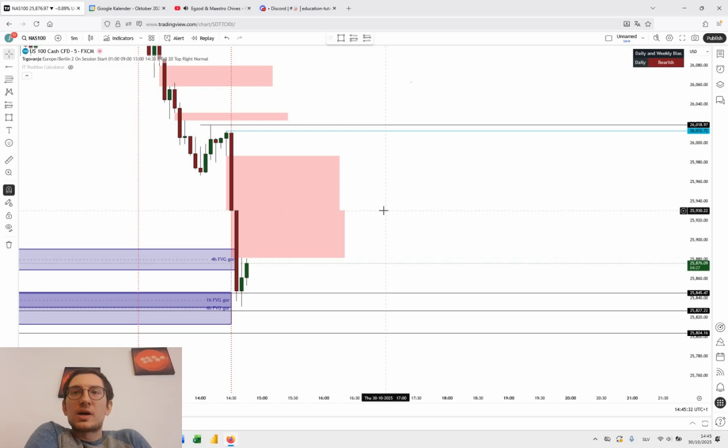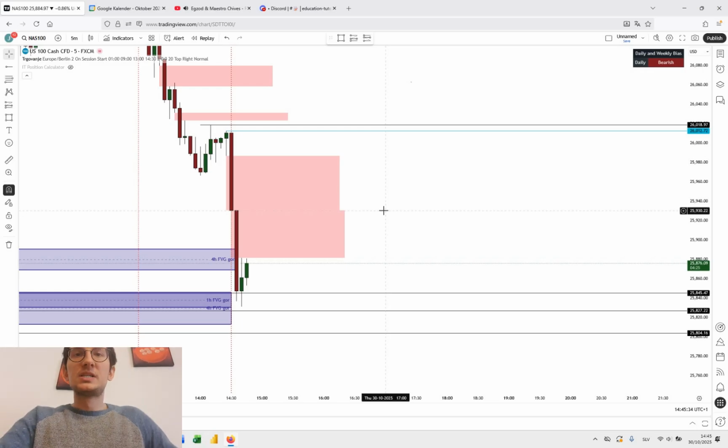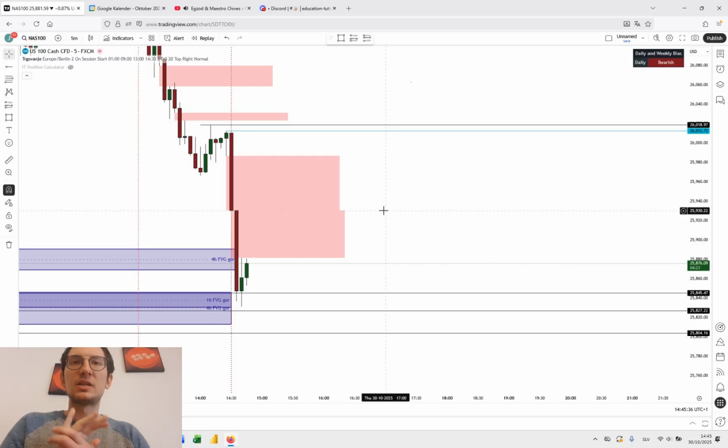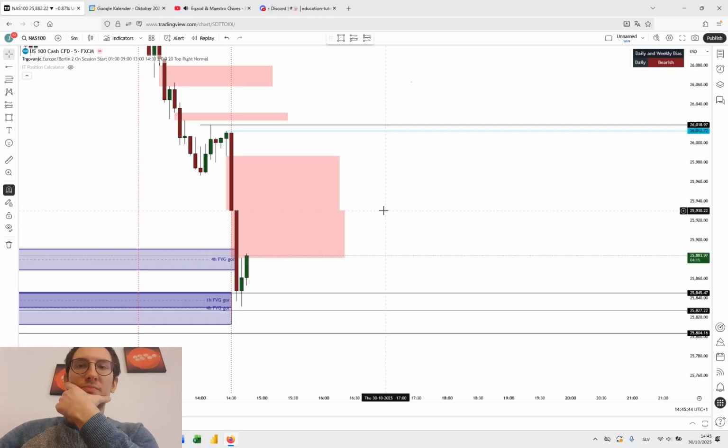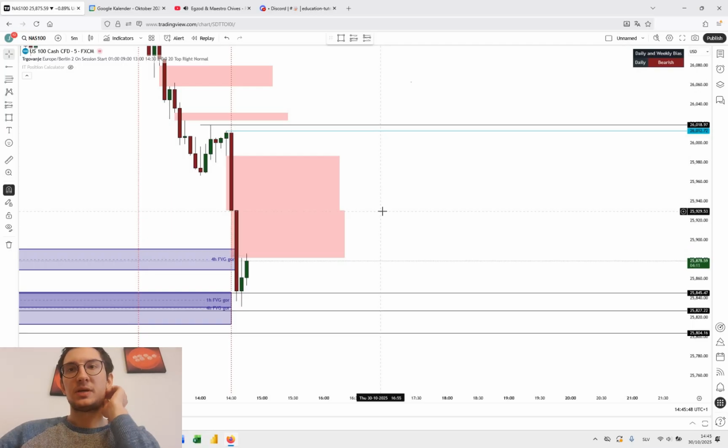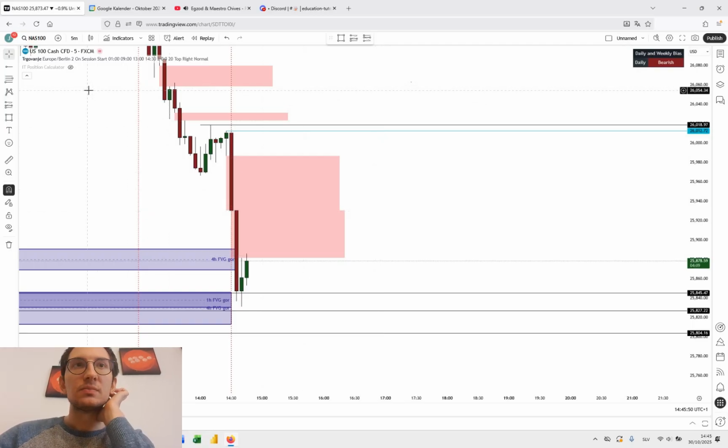Okay, good. We are printing green candles. This is what we want to see. Perhaps the trend will change slowly. And then let's see what happens.